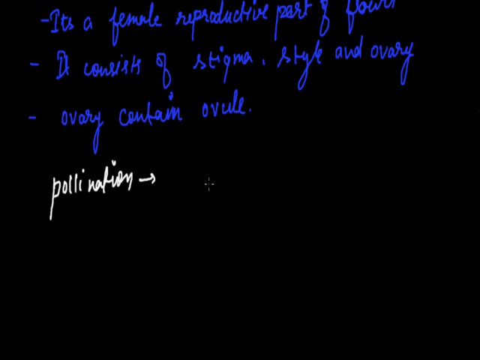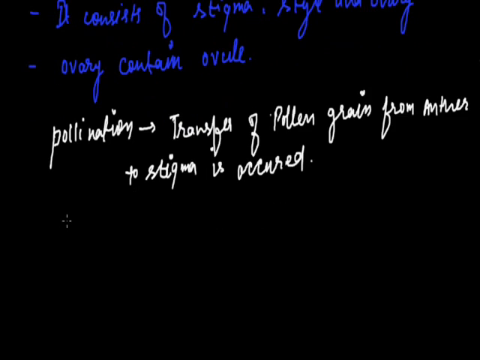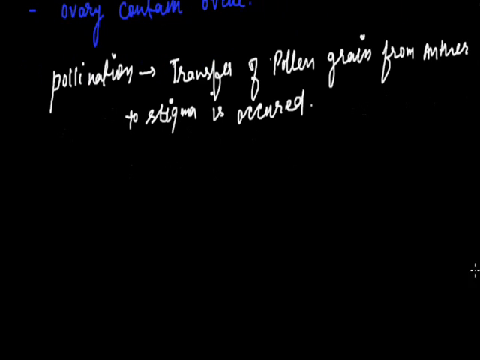Now, the definition of pollination: the transfer of pollen grain from anther to stigma of a flower is known as pollination. In this process, transfer of pollen grain from anther to stigma occurs. Now pollination is of two types. First is self-pollination and second is cross-pollination. So we will study self-pollination and cross-pollination via diagram.